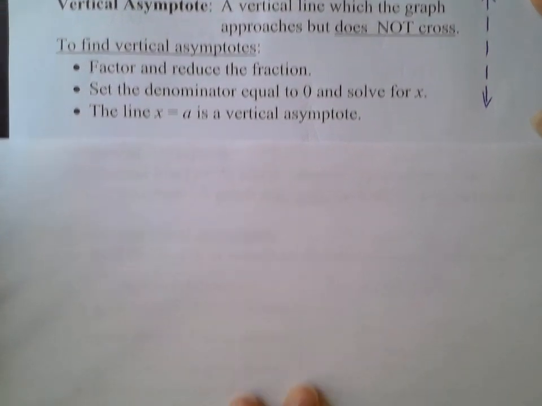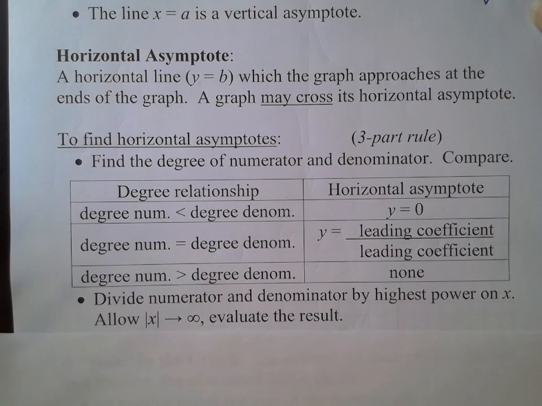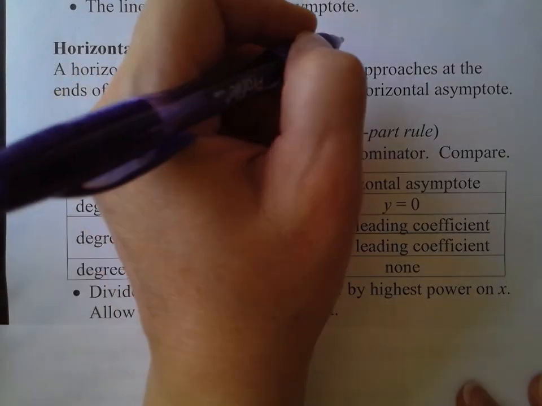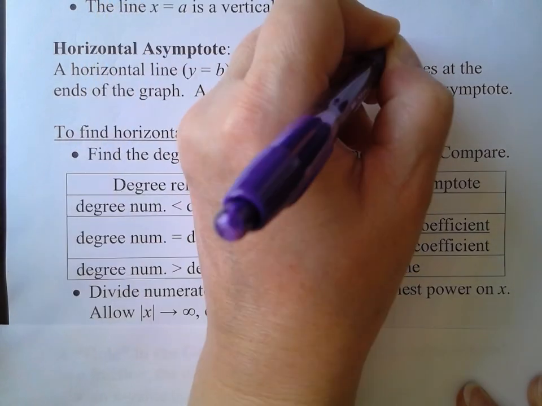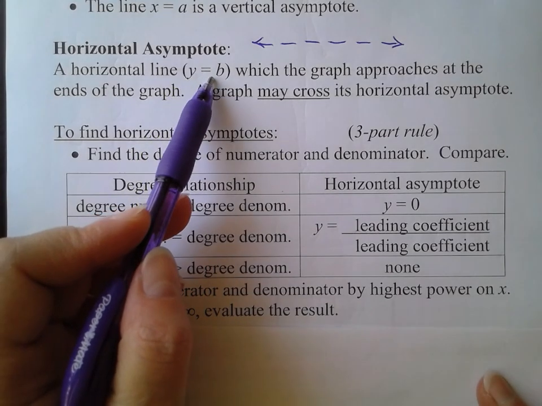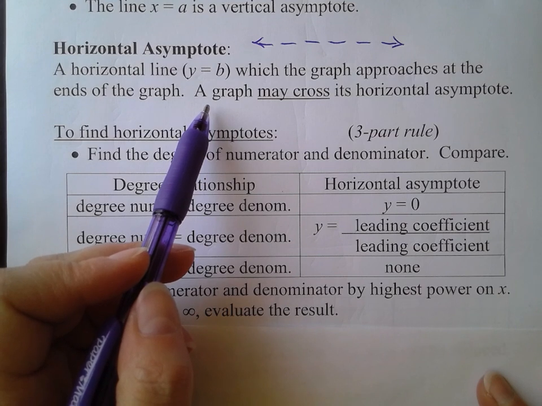Okay, next we have the horizontal asymptote. This is a horizontal line which the graph approaches at the ends of the graph. So the horizontal asymptote is sort of like the end behavior for these graphs. If they level off, sometimes they do and sometimes they don't. Because it's a horizontal line, it'll be a line that looks like y equals some number. And because these graphs can have multiple parts, a graph may cross its horizontal asymptote. Usually that happens somewhere in the middle.